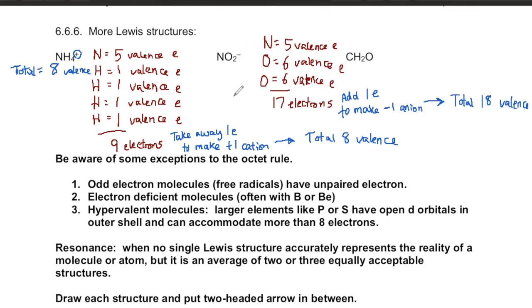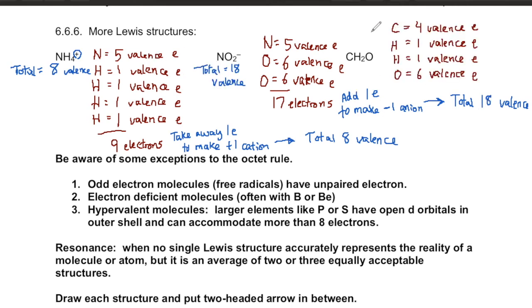For this second structure, this nitrite anion, we have a nitrogen with 5 valence electrons, an oxygen with 6 valence, and another oxygen with 6 valence electrons. That makes a total of 17 electrons, but there is a negative charge, so this structure has 1 extra electron. So we have to add 1 electron to account for the fact that it is a -1 charge anion. Our total in this structure should be 18 valence electrons.